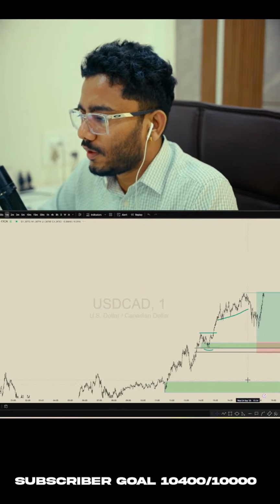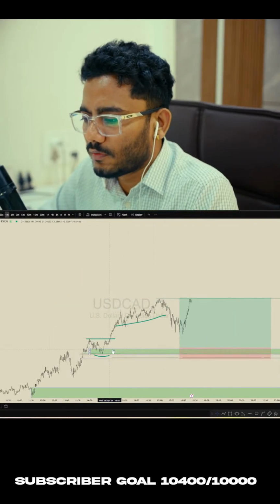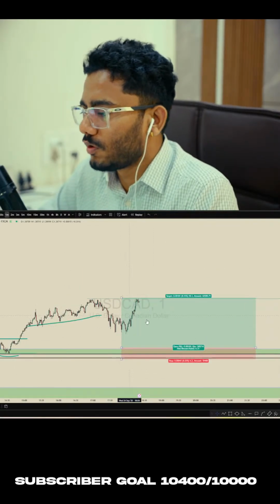If this breaks, then we have to switch our POI, like this order block from here, to the upside.